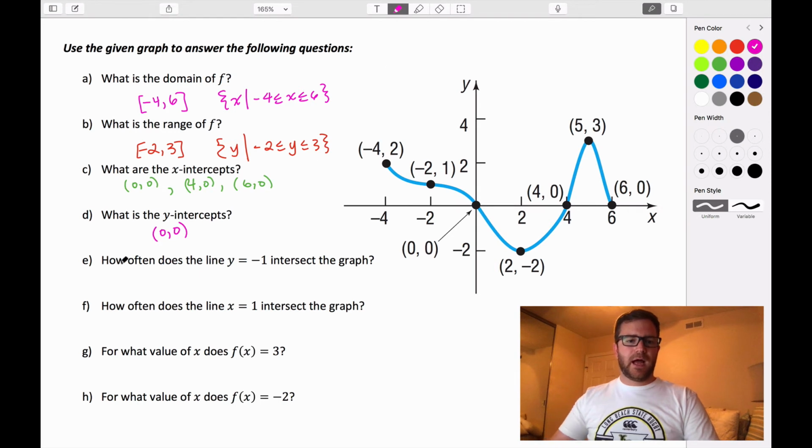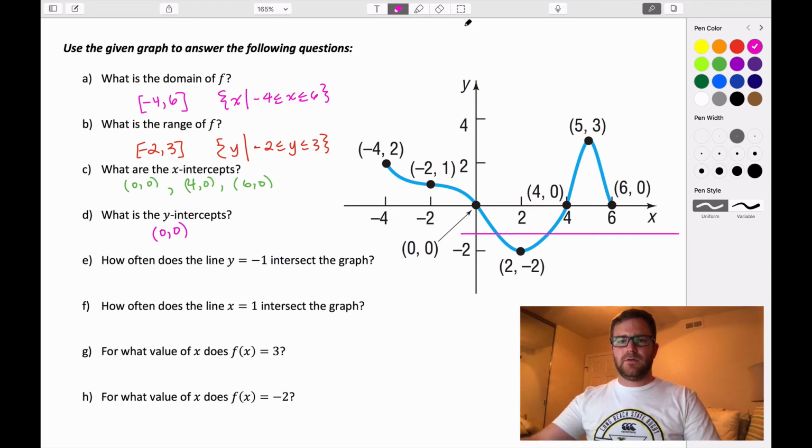Next, we're asked, how often does the line y = -1 intersect the graph? Remember that y = -1 is a horizontal line. If we draw the line y = -1, that's exactly halfway between 0 and -2. We can draw this line here, a horizontal line.